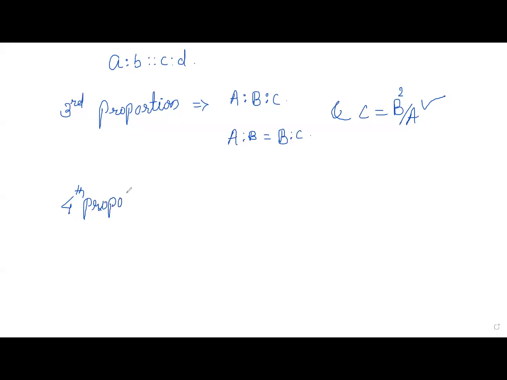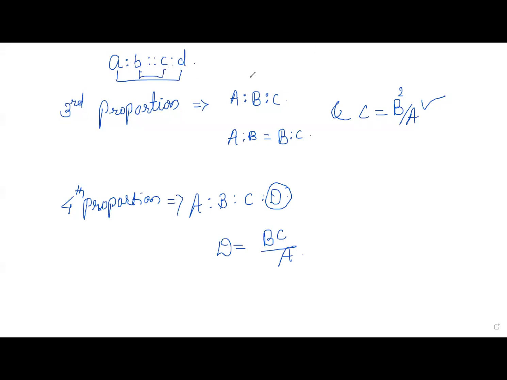Then next, fourth proportion. Calculating the fourth proportion. Suppose a is to b is to c is to d, all are in proportion, then we are going to find out the fourth term, that will be d. d is equal to b into c divided by a. Don't forget these tricks. Keep in mind. Otherwise, you will get the multiplication formula, means multiplying a into d, then b into c.